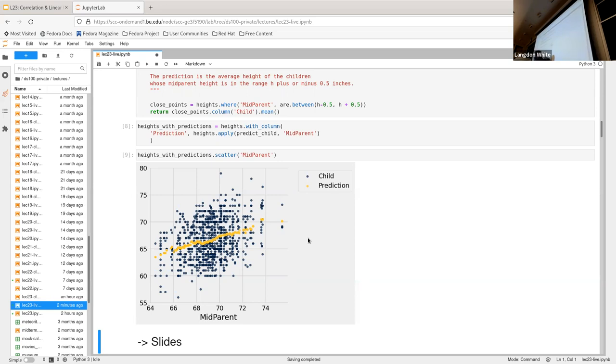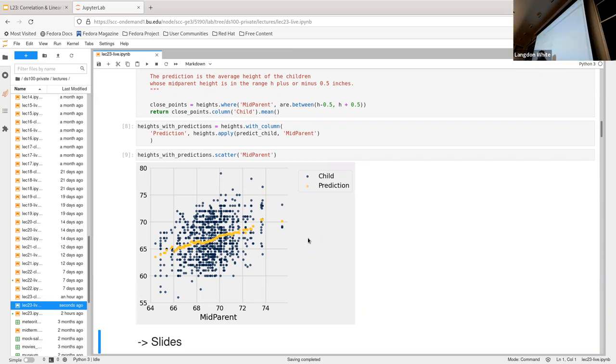Any ideas why that might be? Any guesses as to what might be negatively affecting our line here? Because see how our line starts to get a little wobbly over here. Any ideas why that might be? Think about the mid-parent heights that are in that range. We don't have as many data points, basically.